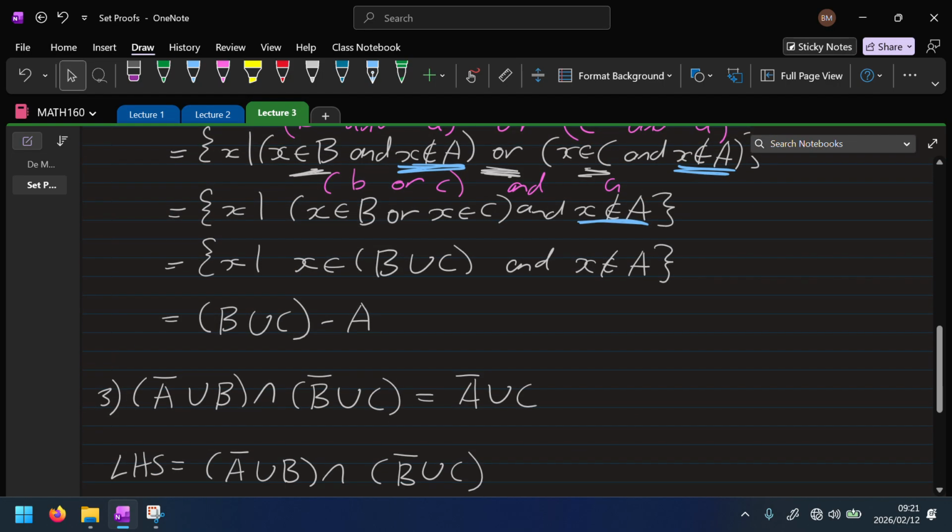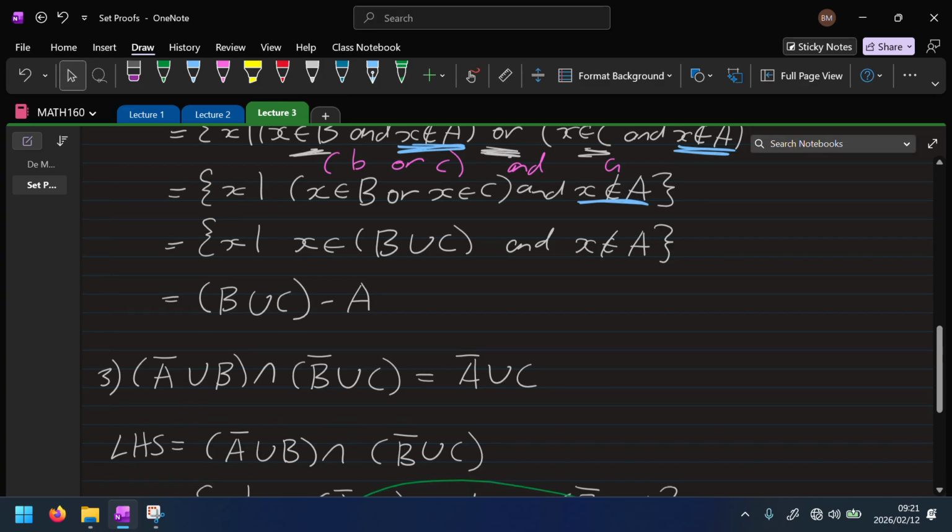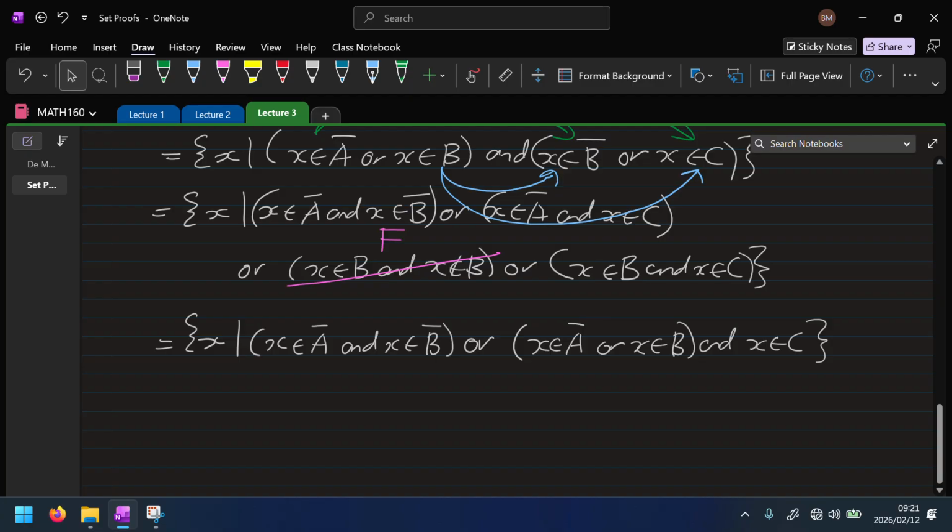So what do we get? We get this. Okay, so what can we do in terms of distribution to get the A complement by itself or the C? What can we do? Always look for what's common between the two brackets. The A complement. A complement is over here, and A complement is over here.